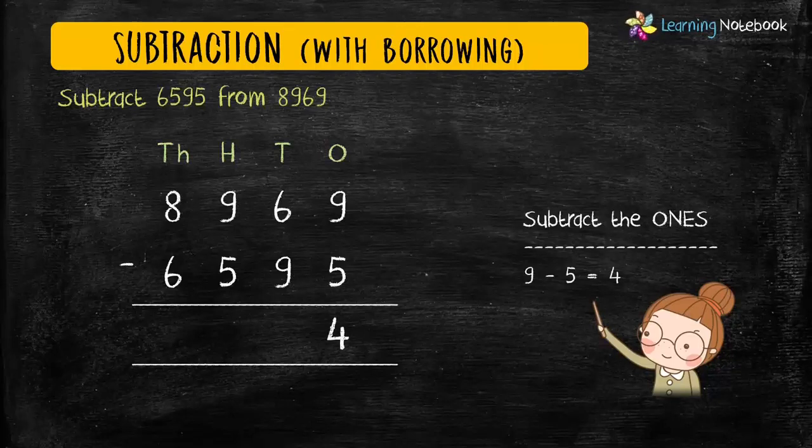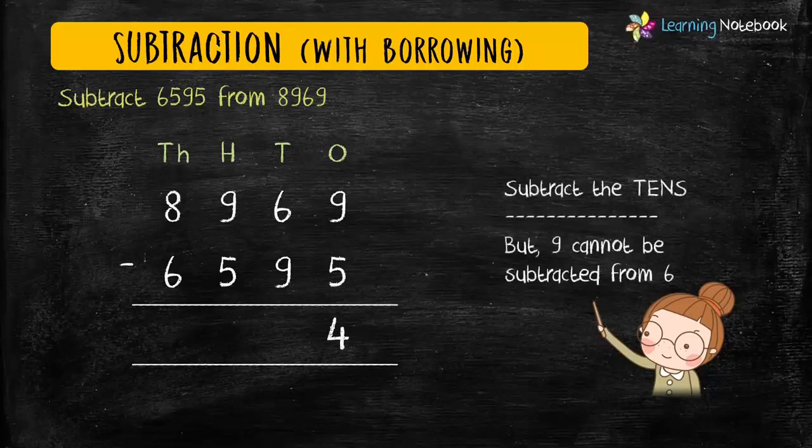Next, subtract the digits at tens place. But 9 is bigger than 6. So 9 cannot be subtracted from 6. So we will borrow 1 from 9. So 9 becomes 8 and 6 becomes 16. Students, now we can easily subtract the digits at tens place. 16 minus 9 equals to 7.